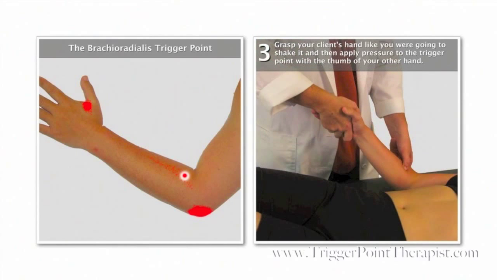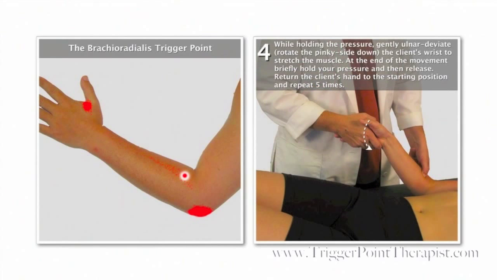Grasp your client's hand like you were going to shake it, and then apply pressure to the trigger point with the thumb of your other hand. While holding the pressure, gently ulnar deviate the client's wrist, or rotate the pinky side down, to stretch the brachioradialis muscle. At the end of the movement, briefly hold your pressure and then release. Return the client's hand to the starting position and repeat 5 times.